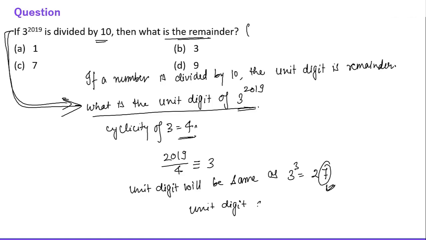The unit digit of 3 raised to the power 2019 is 7. All right, everyone, the correct answer is C. C is the right choice. The correct answer is 7. All right, everyone. Now let's move to the other question.